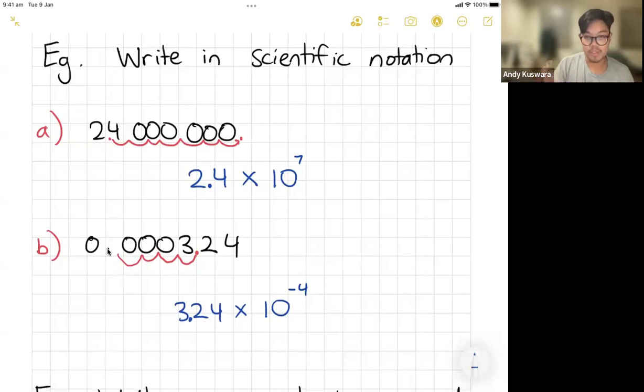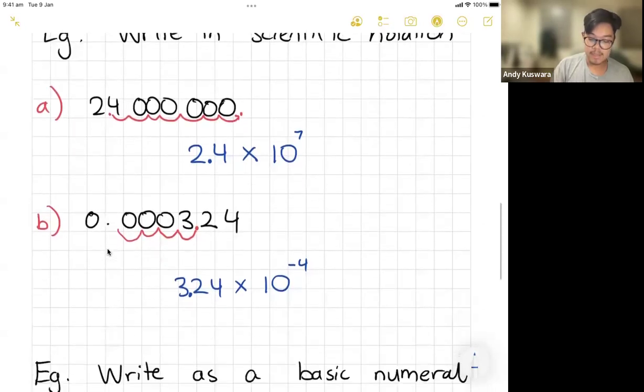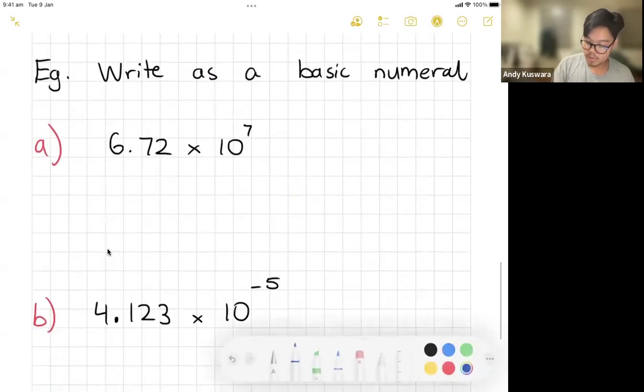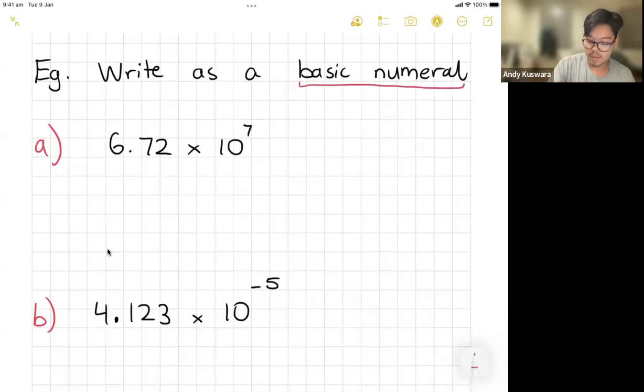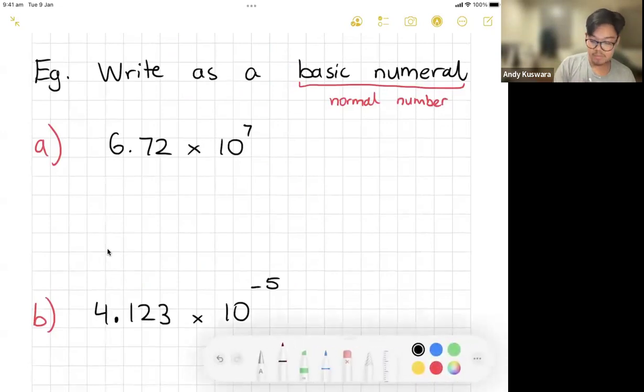Not too bad, I hope, but we need to be able to do it the other way around as well. And I think it actually might be easier. Sometimes they'll say write as a basic numeral. This is just a fancy way to say a normal number. We're not going to write it in any notation. It's just the actual number.